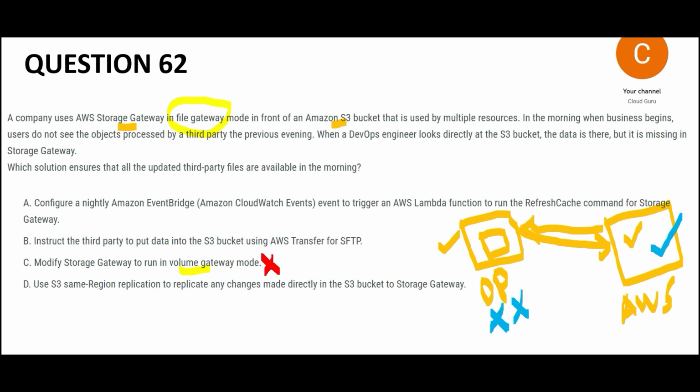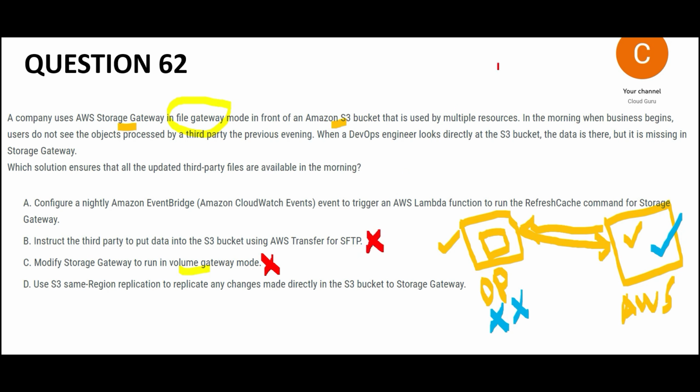That is one. Now here they are saying option B, that you tell the third party to put data in the S3 bucket using SFTP. The problem is, first of all, you have a headache, and option B is like asking, do you have pain in your leg? Because there is no linkage. The problem is not on S3. You see this blue line, data is visible in S3. Data is not visible here. So why are you giving a solution where the problem is not there?